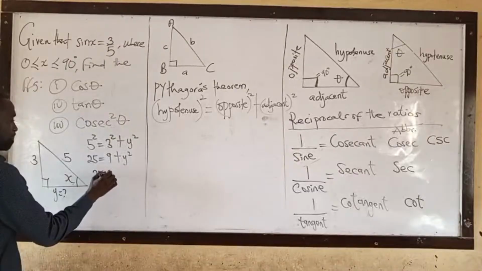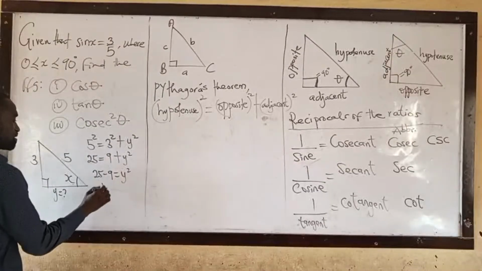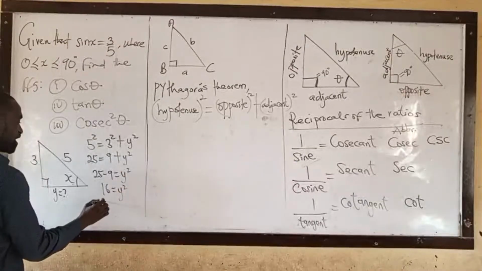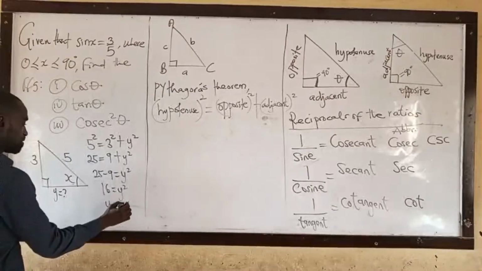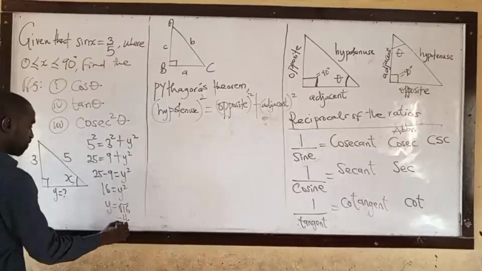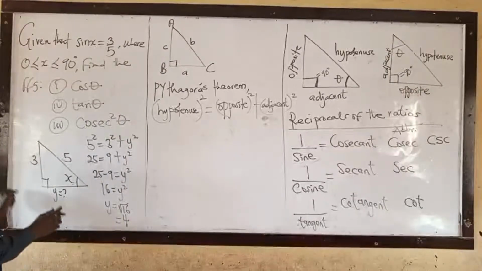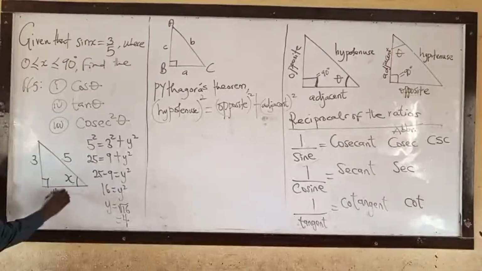Collect like terms: 25 minus 9 equals y squared. So we have 16 equals y squared. So y is equal to the square root of 16, and y is equal to 4. So our y is 4.